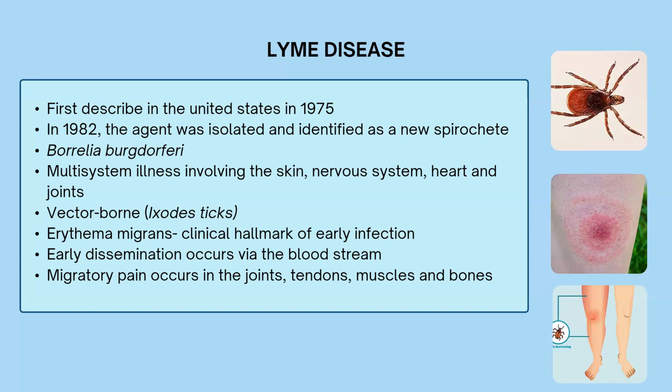Early dissemination occurs via the bloodstream in days to weeks following the erythema migrans rash. The skin, nervous system, heart, or joints may be affected, and approximately 10% to 15% of patients will display multiple skin lesions. Migratory pain often occurs in the joints, tendons, muscles, and bones. If treatment is not obtained, neurological or cardiac involvement develops in about 15% of patients within 4 to 6 weeks after the onset of the infection.